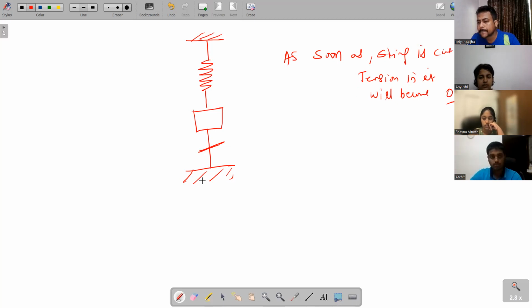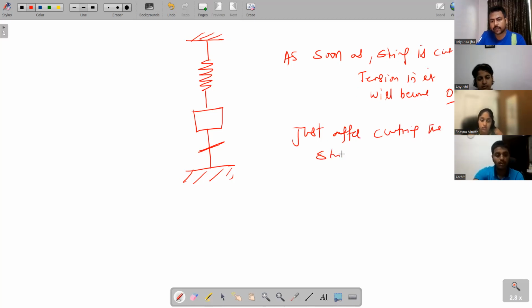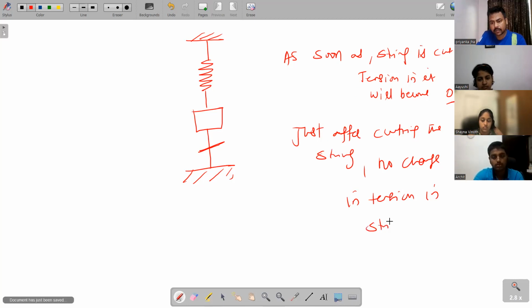It'll increase, sir. Like downward force. I'm talking about just after cutting the string. वो स्प्रिंग स्ट्रेच होगा. No change in tension in spring. See, analyze the situation.